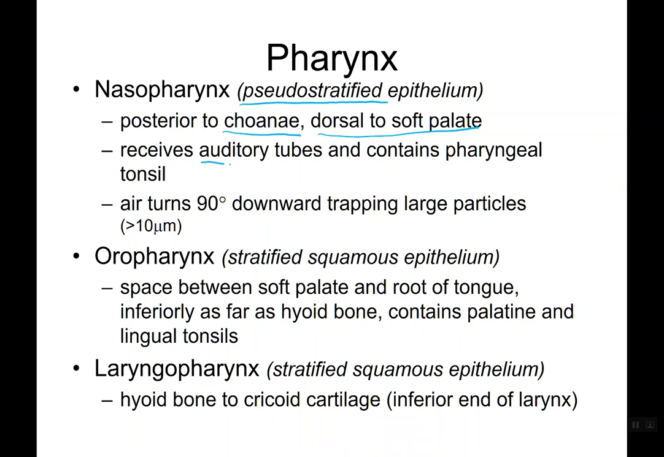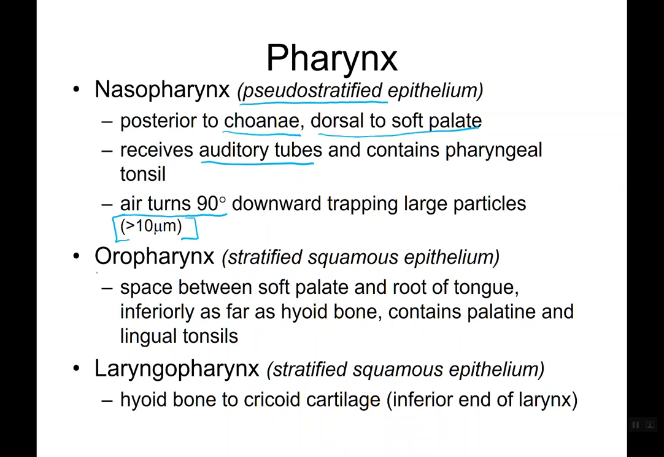It also receives the auditory tubes, which is why you can change the pressure in your nasal cavity while blocking your pharynx to change your ear pressure. Think about the last time you maybe tried to equalize your ears on a plane or when you swam really deep in a swimming pool. It also contains the pharyngeal tonsil. And the air turns 90 degrees downwards, which helps to trap large particles. And large here, we're using that term relativistically. That means greater than about 10 microns or so.